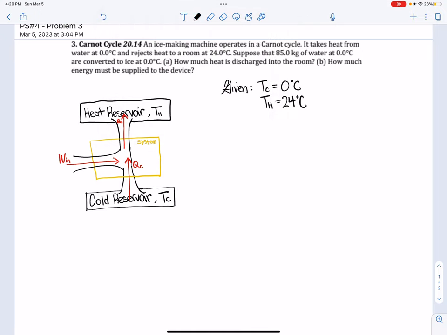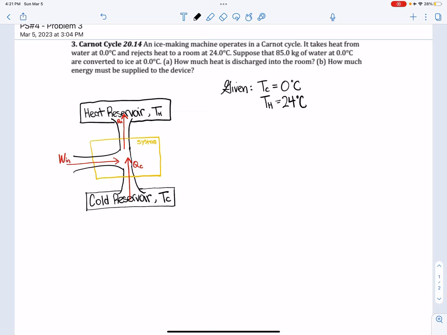Okay. So now I have an idea of what I'm dealing with. I have my system here in yellow, right? That boundary. I take heat from a cold reservoir and bring it into my system, and also supply work into my system. Work is done on my system. And as a result, I reject heat into a heat reservoir, where the temperature is 24 degrees Celsius, okay?